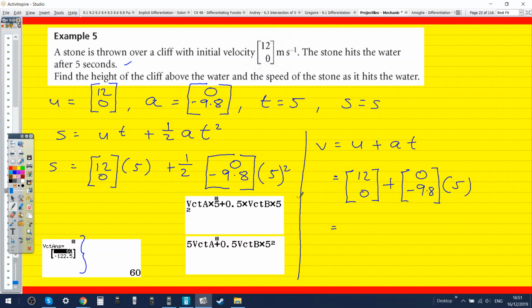So the minus 9.8 times by 5 would be 0 over minus 49. And then add the two vectors together. So that's 12 over minus 49. Yeah, and you don't have to say over. That would be for a fraction, just 12, minus 49. Okay. And so, how do you get the speed that it hits the water? Do we have to do a triangle? Yeah.